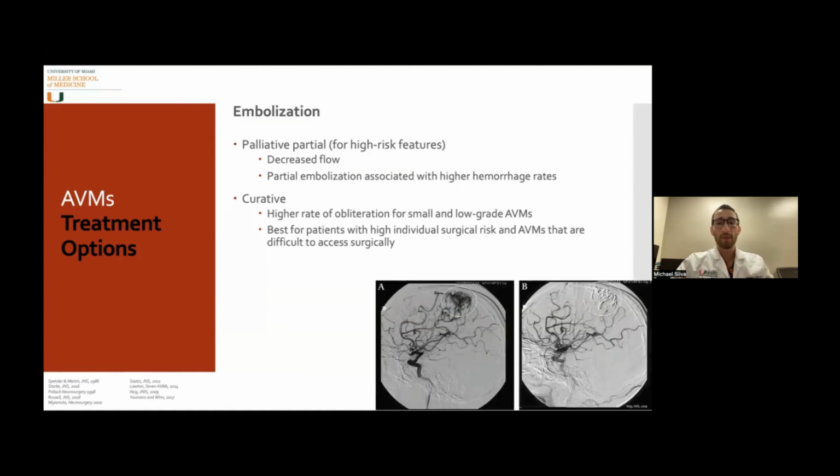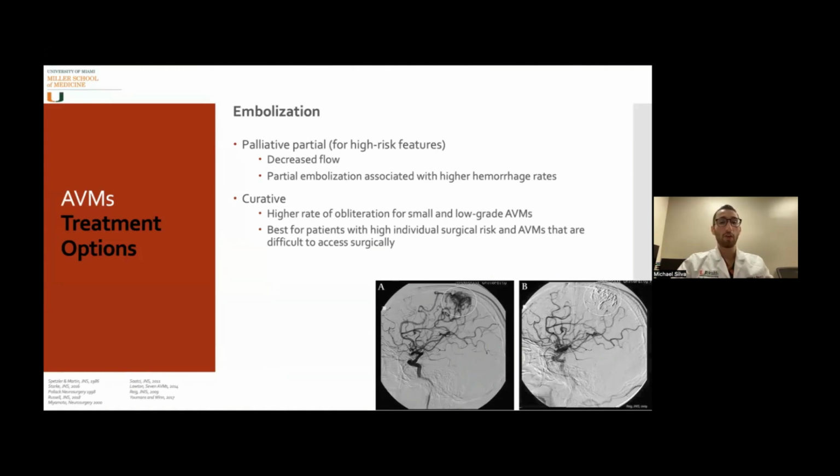Embolization, so can split it up into partial and curative. Partial embolization is not very common. Mostly it's for high risk features, for instance, to decrease flow in a high flow AVM. And as I mentioned, partial embolization is actually associated with higher hemorrhage rates. So not something that you want to do with an intent to treat the AVM, because you could actually increase the rate of hemorrhage.